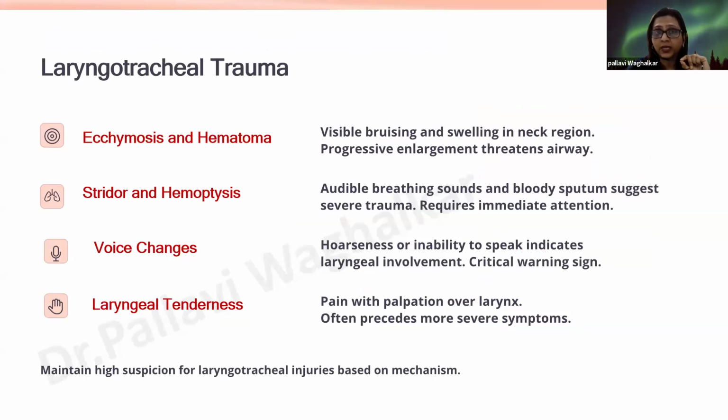Also, there can be laryngotracheal trauma. There might be ecchymosis and hematoma, visible bruising or swelling in the neck region that can progressively enlarge, which will threaten the airway. Stridor or hemoptysis, the audible breathing sounds and bloody sputum, also can suggest a severe trauma, which will require immediate attention. Voice changes like hoarseness or inability to speak can indicate laryngeal involvement. Laryngeal tenderness, pain with palpation over the larynx, also can precede more severe symptoms. So we have to maintain a very high suspicion for laryngotracheal injuries based on the mechanism of the trauma.